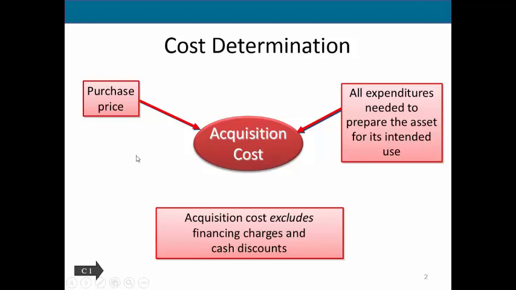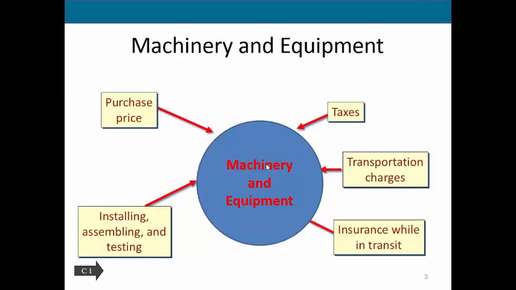So let's say you buy a building for $100,000, but then you have to do $50,000 worth of work to get that building updated for its intended use. Well, that $50,000 is then going to be built into the original acquisition cost of that building. So let's keep moving forward.